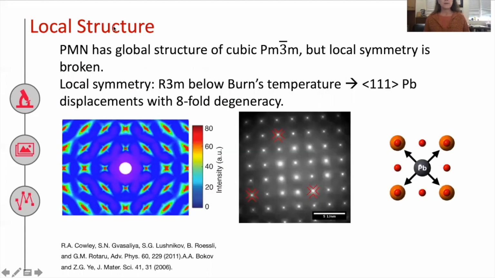Focusing on where we started, which was looking at PMN, this is the type of material where there's really a need to understand local structure and how the local structure relates to the global structure. The heterogeneity in the local structure is very important for the properties, in this case the relaxor behavior of these types of materials.